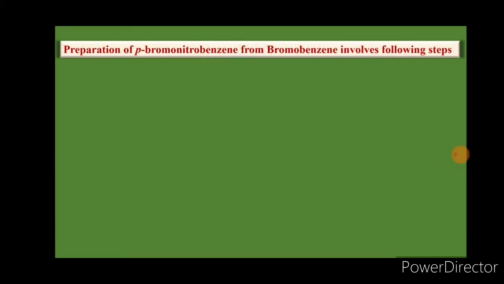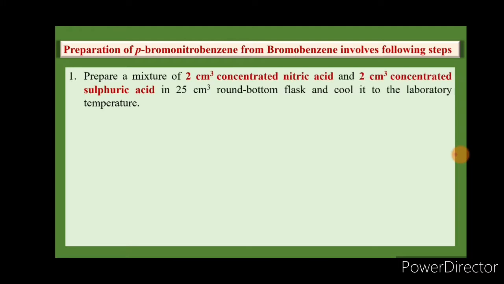Preparation of para-bromonitrobenzene from bromobenzene involves the following steps. Prepare a mixture of 2 cm3 concentrated nitric acid and 2 cm3 concentrated sulfuric acid in a 25 cm3 round bottom flask and cool it to the laboratory temperature.